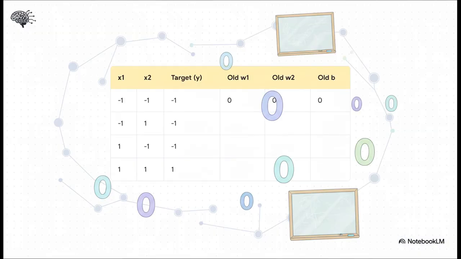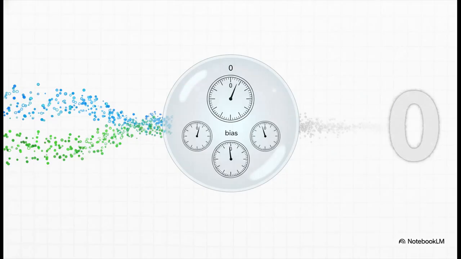So right at the start, our perceptron is a total blank slate. I mean, it knows literally nothing. All its internal settings, its weights, its bias, they're all just 0. It has no opinions, no knowledge. It's starting from scratch. Okay, first up, we show it our first example from the puzzle.